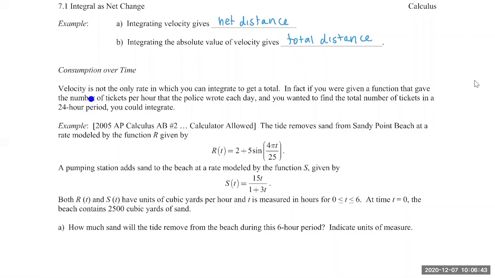So the moment you guys see number of something per something, for velocity, it was per hour, this is per hour. If you end up integrating that rate of change, you're always accumulating whatever the total number of, so in the case of velocity, total number of miles, in this case, total number of tickets over that 24-hour period, over that time. And the time here is each day.